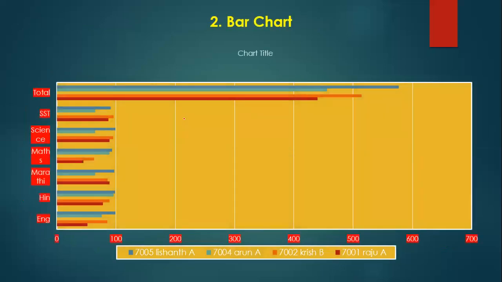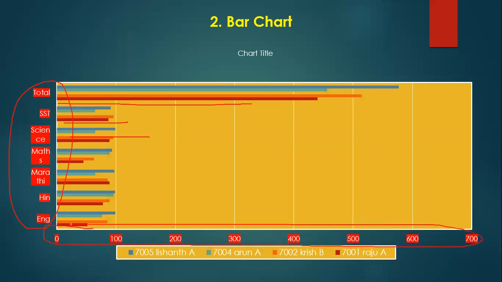So the next one is bar chart. In the bar chart, if you observe, the data series represents horizontally. It is quite opposite to column chart. And if you see, the categories are represented on y-axis and the values are represented on x-axis. It is quite opposite to column chart.